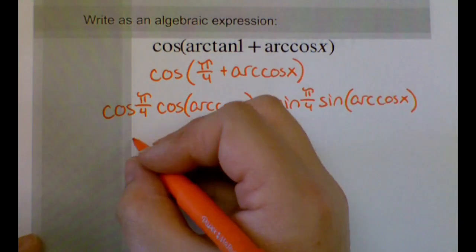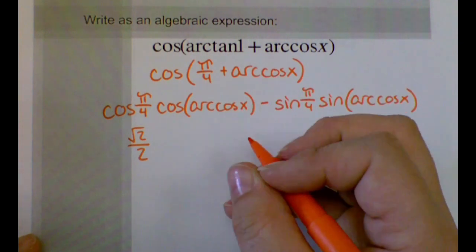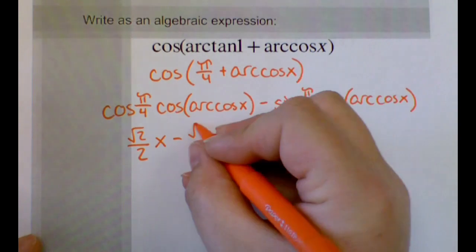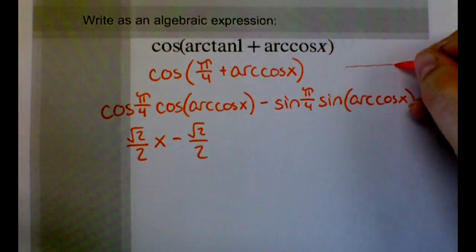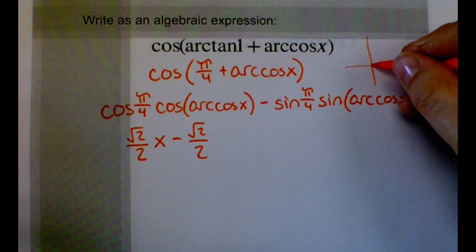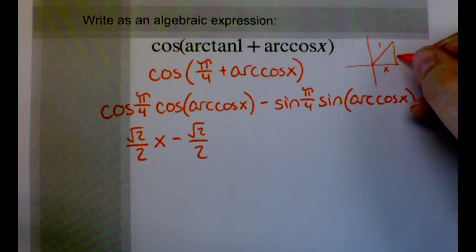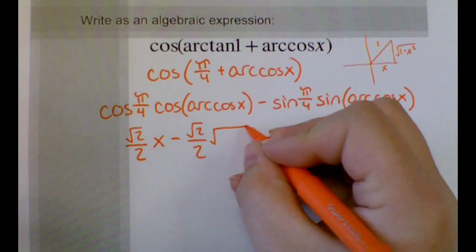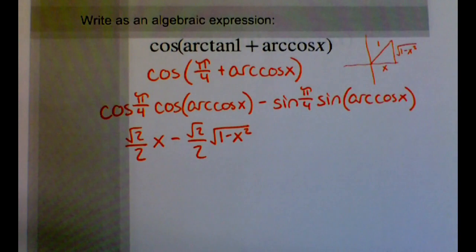All right, cosine of pi over 4 is square root 2/2. Cosine of arc cosine of x is x. Sine of pi over 4 is square root 2/2. But what is sine of arc cosine of x? This is where we want to have a little picture. Arc cosine of x means adjacent over hypotenuse, x over 1. So that's the square root of 1 minus x squared. So sine is that over 1.